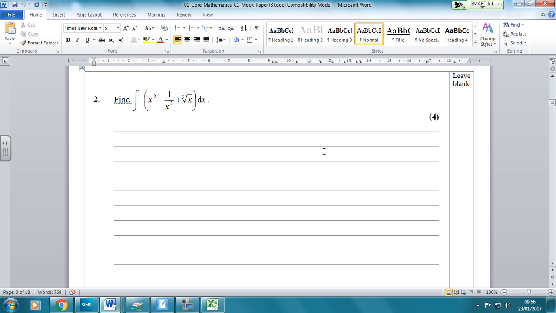Now, the main thing to note about this one is that this sign here means that it's an integration question. But we can't integrate at the moment because we've got 1 over x squared and we've got the cube roots of x. So we've got to rewrite that. So we're going to rewrite it as x squared minus 1x to the minus 2. You don't need to write the 1, but you're not going to be penalised if you do. Plus x to the power of a third. That's with respect to x.